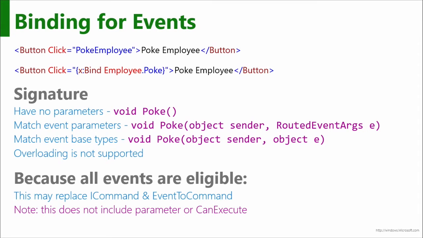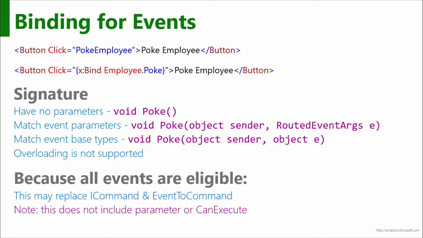Another cool thing is I can bind for events. So right now, you know that you can say Click equals, in this case it's PokeEmployee, and that calls an event that has the same signature as click, right? Well, that's great, but what if I wanted to have a method that I called that was inside my view model? Well, now I can xbind directly to it. So I can say Click equals xbind Employee, let's say that's my view model or my model, either one, dot Poke. And now Poke represents not a property but a method, because I'm binding inside an event.